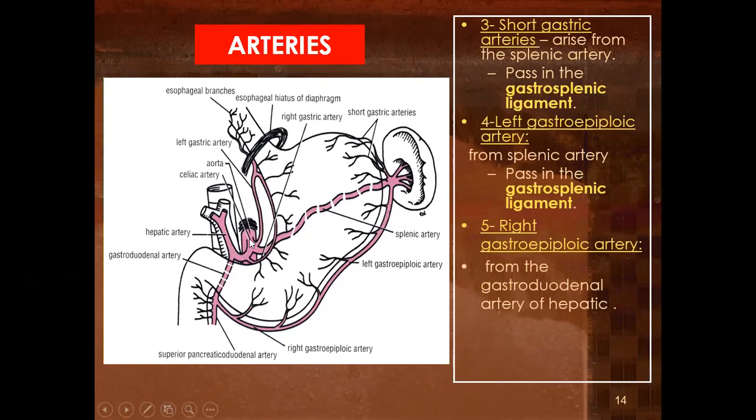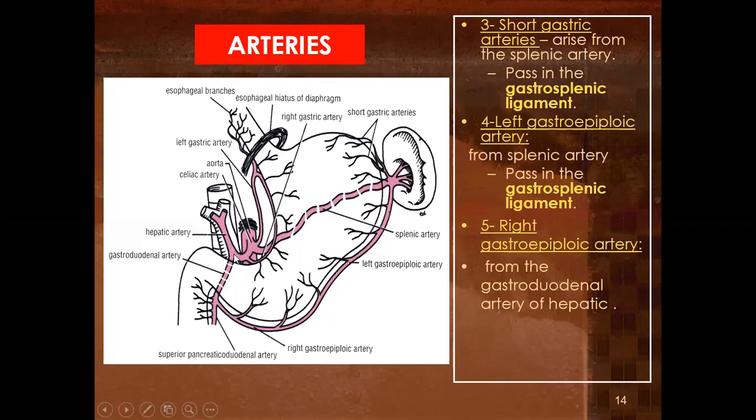hepatic artery. So celiac artery gives rise to hepatic artery. Hepatic artery gives rise to gastroduodenal artery. Gastroduodenal artery gives rise to the right gastroepiploic artery. So it is also coming indirectly from the celiac artery itself. So this is from the gastroduodenal artery of the hepatic artery.